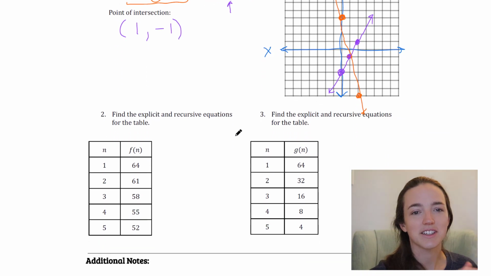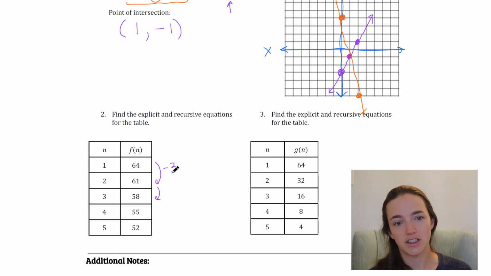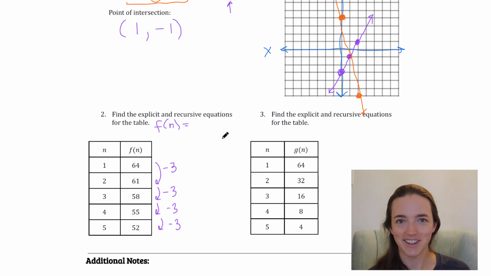Okay, number 2, find the explicit and recursive equations for the table. So, throwback. I'm going to start by figuring out the pattern. This looks like it could be -3. Yeah, it looks like the pattern is -3. Okay, so let's start with recursive. f(n) equals, it's been a long time since we've done this, f(n-1). So remember, that's like the next term equals the previous term, and then -3. And then we have to say where it started. So f(1) equals 64.